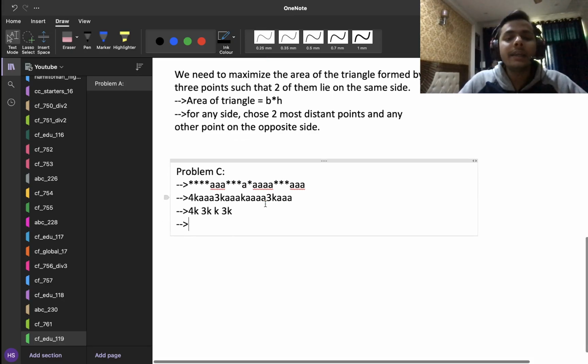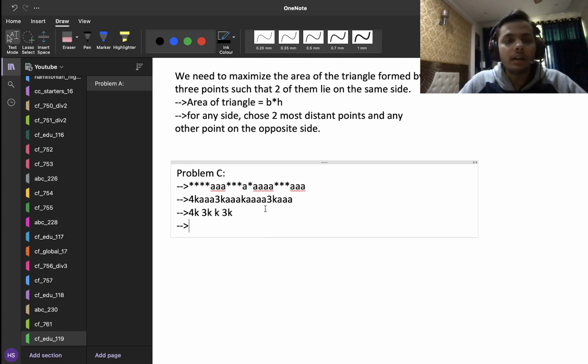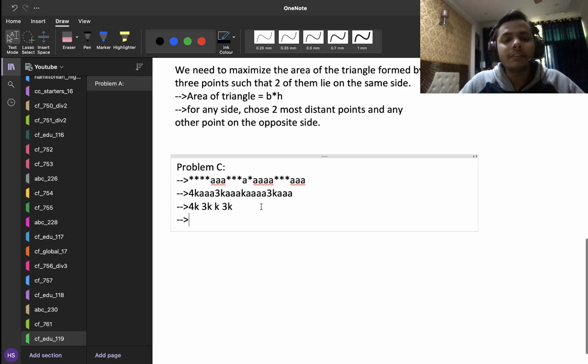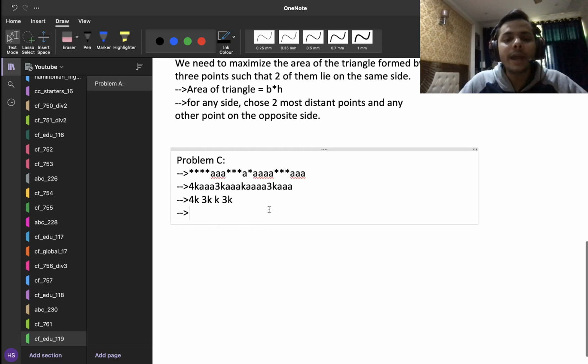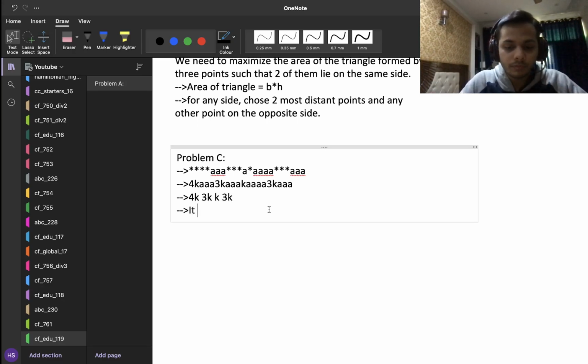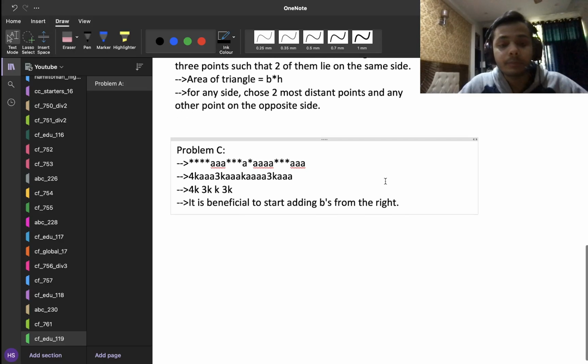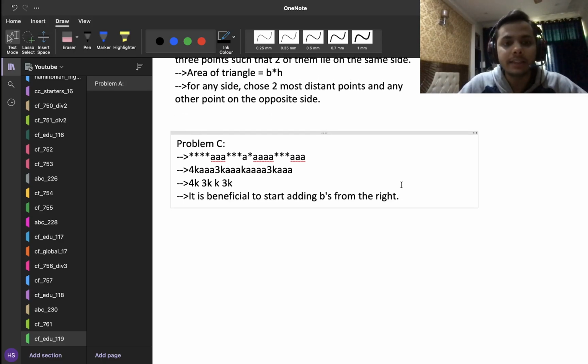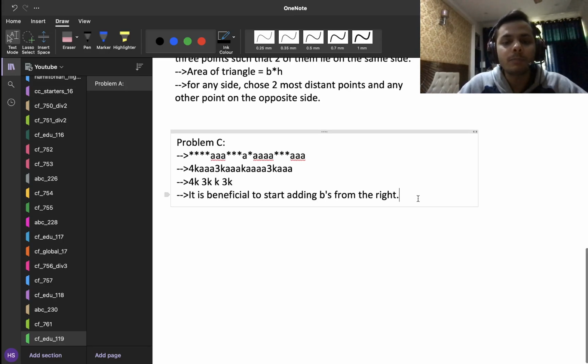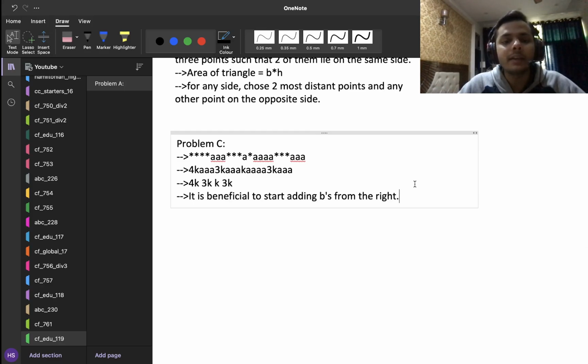Now again I need to output the xth lexicographically minimal string, and for a string to be lexicographically minimal I have to minimize the leftmost element. It is always beneficial for me to keep the leftmost element as small as possible. So if I have to go upwards lexicographically, then it makes sense to add B's starting from the right, right? So it is beneficial to start adding B's from the right, and the reason for that is I want the lexicographically minimal xth string, and for that I need to minimize its leftmost portion as much as I can, and I know that a B is always greater than an A, right? So it is always beneficial for me to keep as many A's as I can towards the left. So that's why if I'm adding a B, it is beneficial for me to add B's to the right.